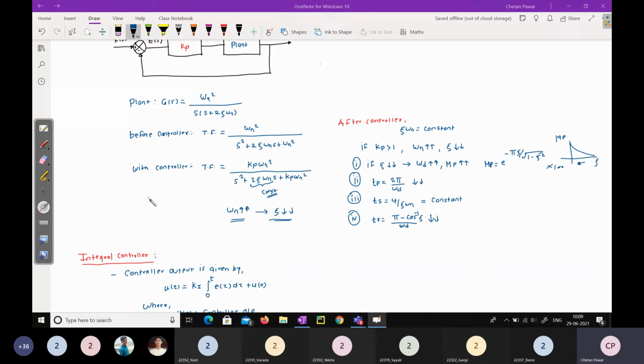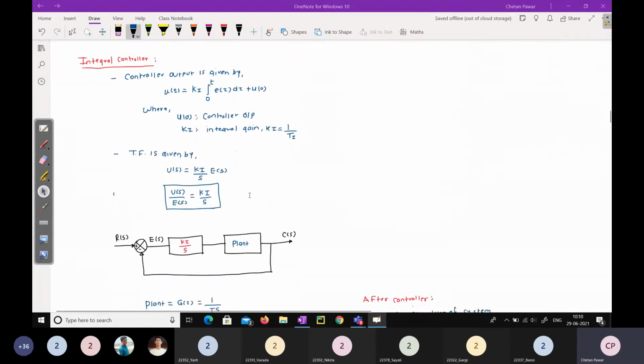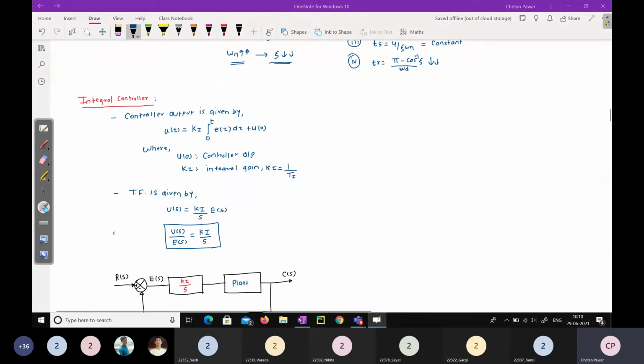The next controller is the integral controller. For the integral controller, the controller output is given by u of t is equal to ki, then the integration of the error signal e of t, plus u of 0. U of 0 is the controller output when error is 0.